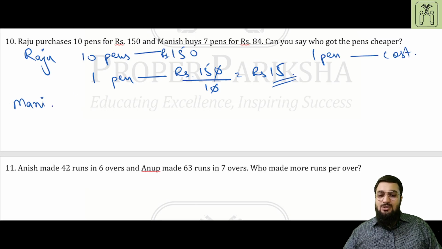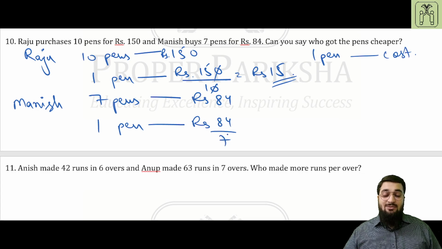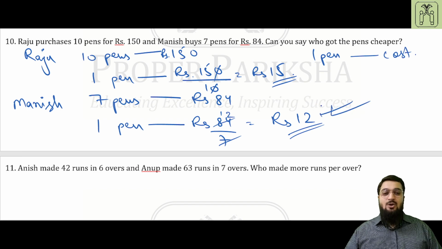So Manish buys 7 pens for rupees 84, and then we will divide by 7 on both sides, and we will get rupees 84 upon 7. That will give us 7 ones are 7 and 7 twos are 14, so this is rupees 12. So comparing both of them, we see that Manish got the pens cheaper. By how much? By 3 rupees per pen.